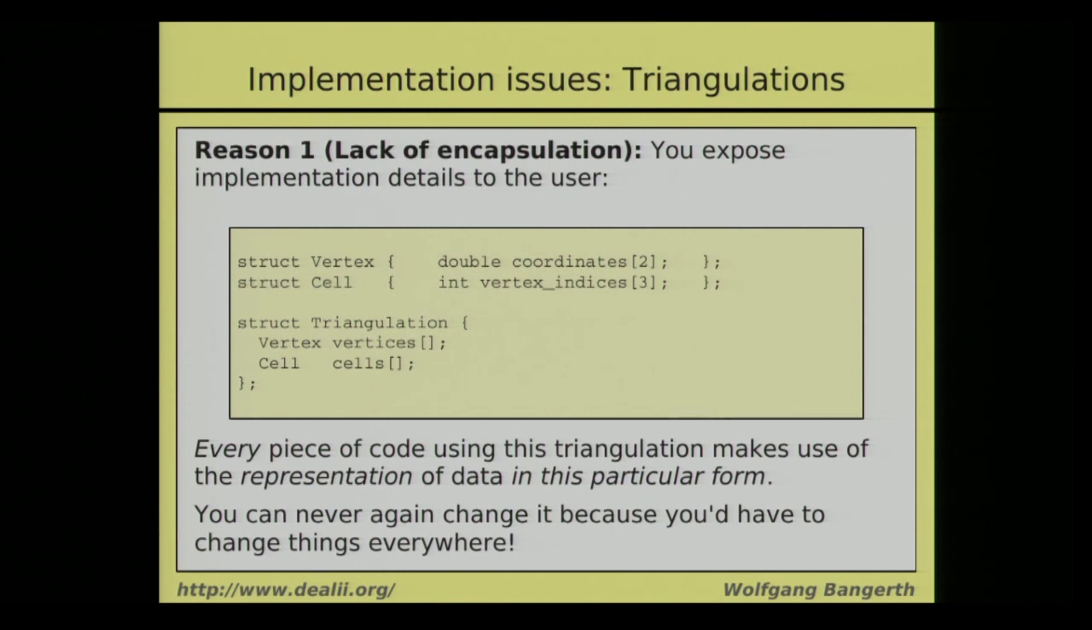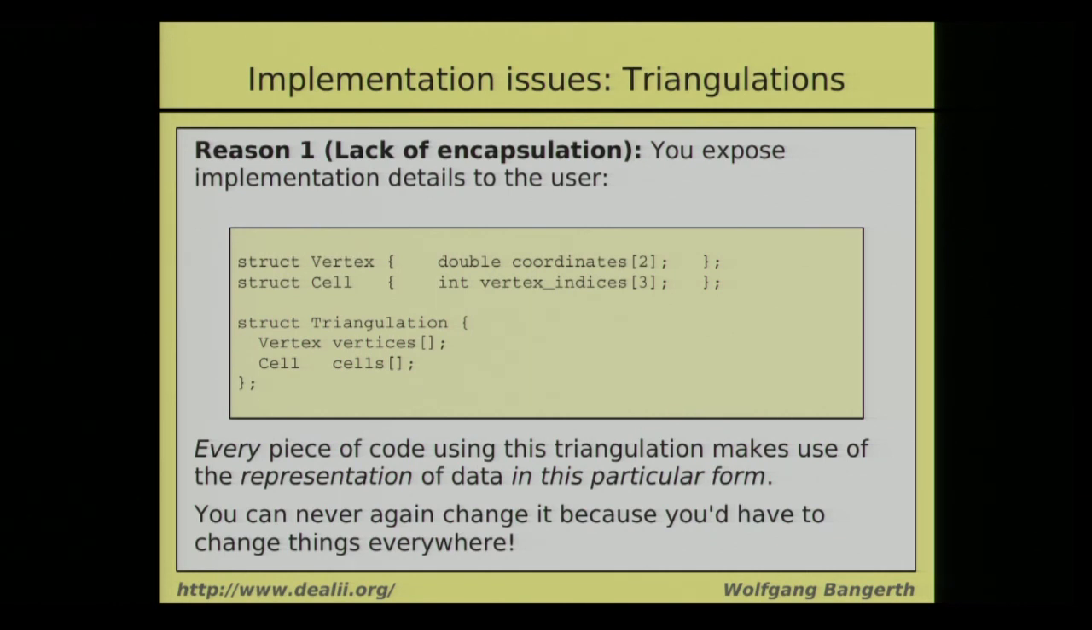So when you learn about object-oriented programming, one of the things that you learn very quickly is that you cannot expose the details of a data structure to a user. Let me illustrate this in the following way. If I was to use this triangulation class in my own user programs, then I would access these cells by accessing the member variable cells of this triangulation object.